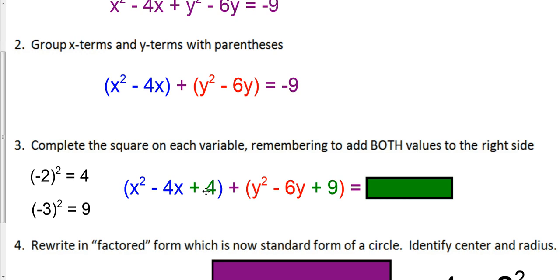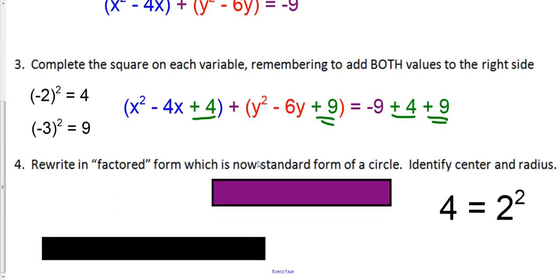Now if I add a 4 over here and add 9 over here, I have to add both of those to this side: negative 9 plus 4 and plus 9. Just like I add 4 here, I add 4 on this side. I add 9 on this side, I add 9 on this side. That way our equation stays balanced. Now I'm going to rewrite all of this in factored form. But first, I'm going to simplify this side. Negative 9 plus 4 is negative 5. Plus 9 is positive 4. So I'm making a note for myself that this comes out to 4.